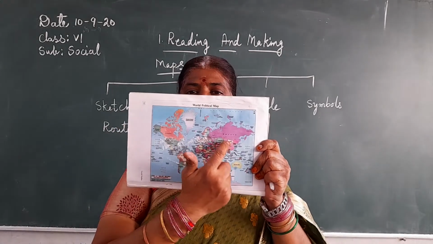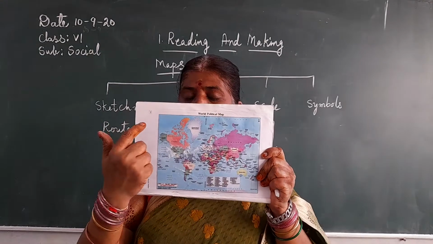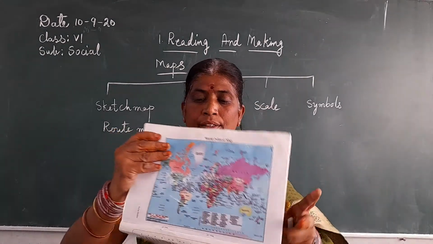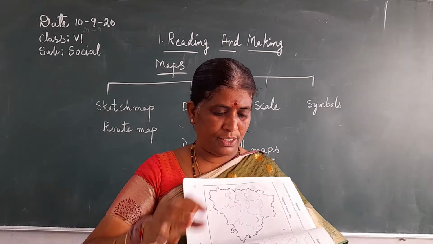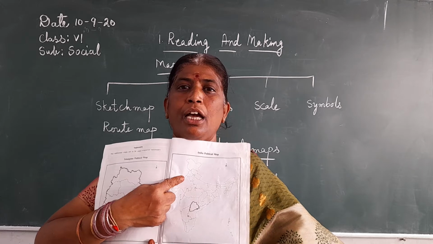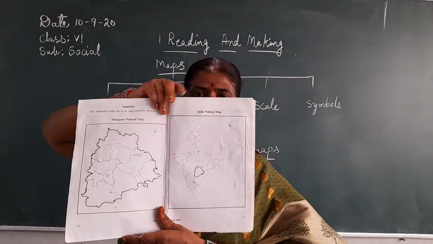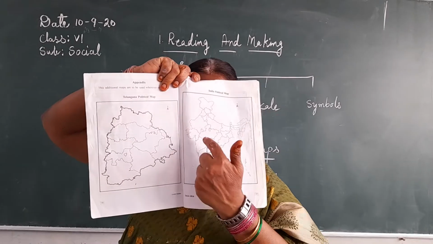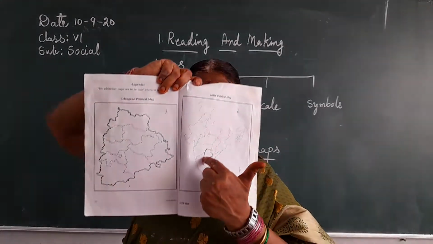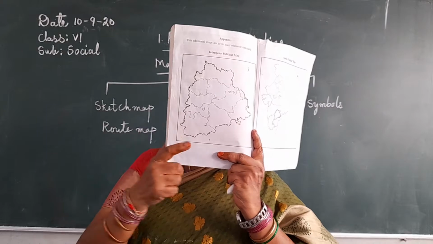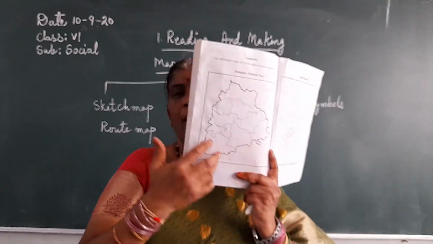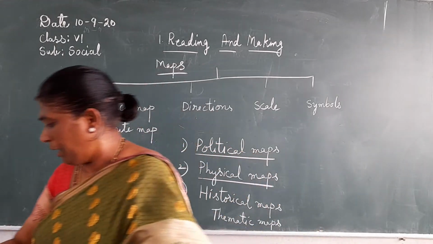What does the political map show? It will show the outline of the countries and states. Yes, you can see here, it is the India map. It is showing the state Telangana also. This is the Telangana map. All these three are political maps.